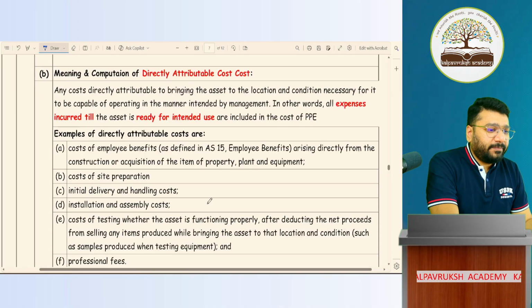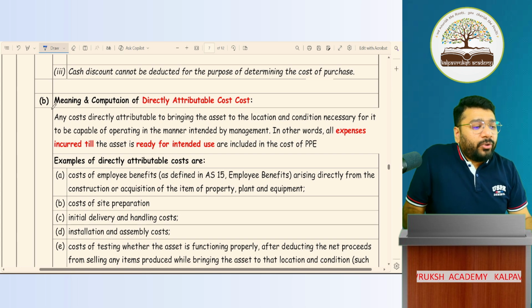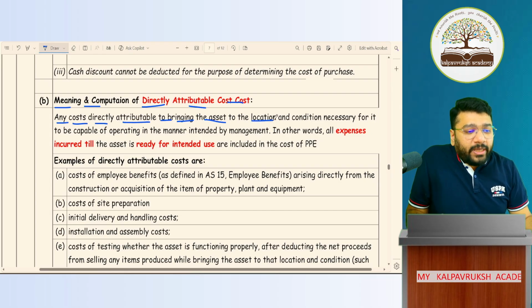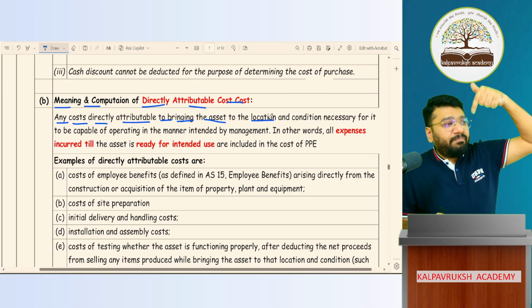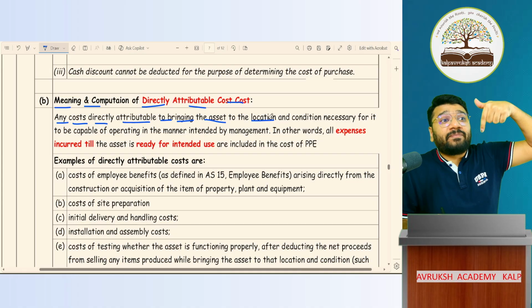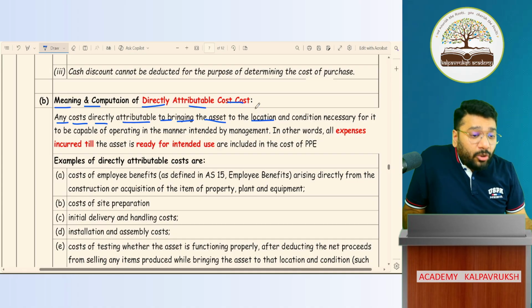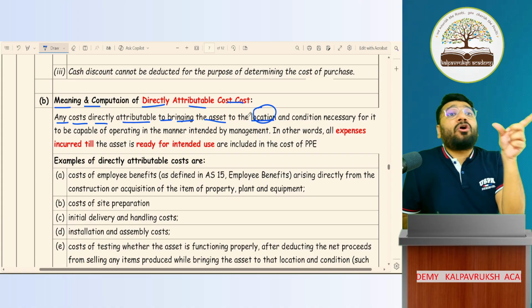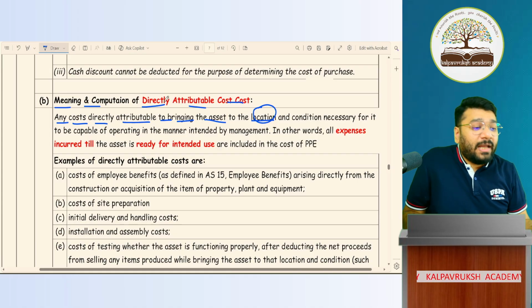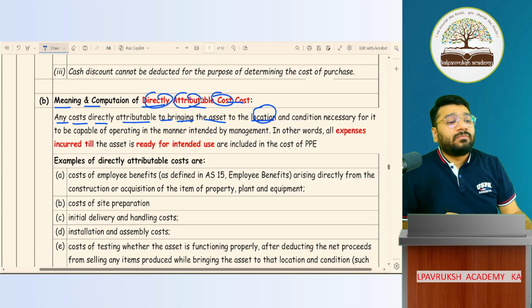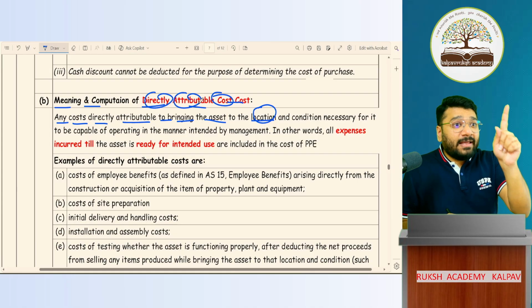Super. Now let's proceed. Meaning and computation of directly attributable cost. Any cost directly attributable to bring the asset to the location, to bring the PPE machinery to the Coimbatore factory. From where did I buy the machinery? Delhi. From Delhi to bring it to the present location, whatever cost is incurred, all those costs are called directly attributable cost. It is not only until it reaches the location.